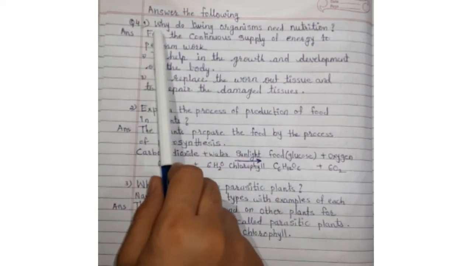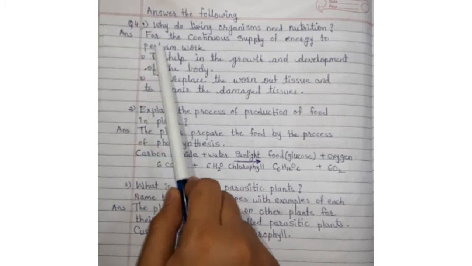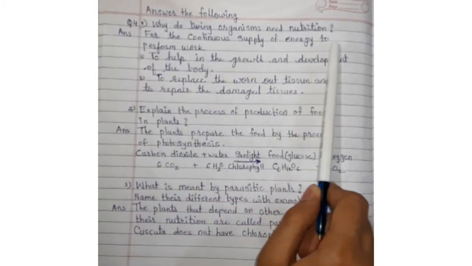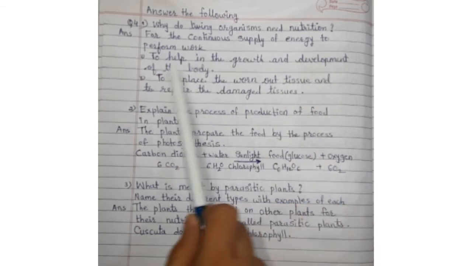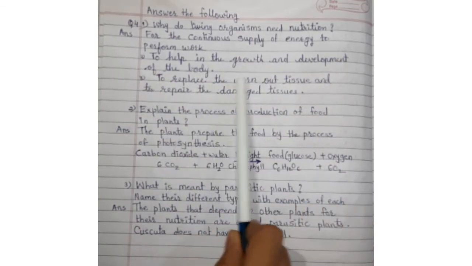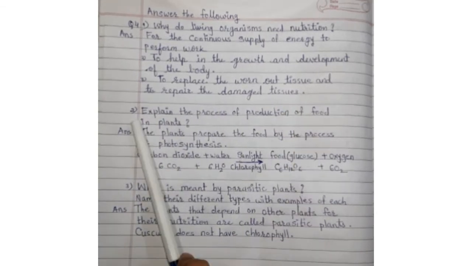Answer the following. Question number 1: Why do living organisms need nutrition? Answer: For the continuous supply of energy to perform work, to help in the growth and development of the body, to replace the worn out tissue and to repair the damaged tissues.